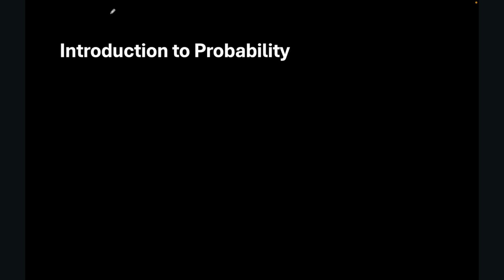So probability, I'm sure you've studied, basically tells you the likeliness of the occurrence of an event, right? How likely something is to happen. Let's say flipping a coin. You flipped a coin. So what's the probability of getting heads or tails? Classic example, right?